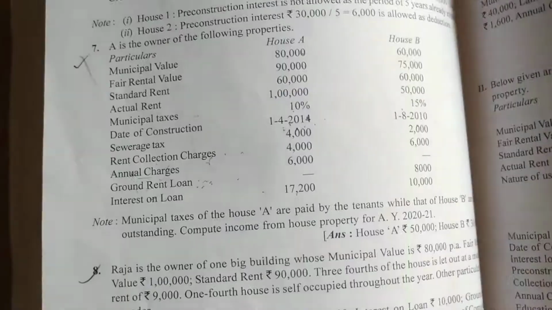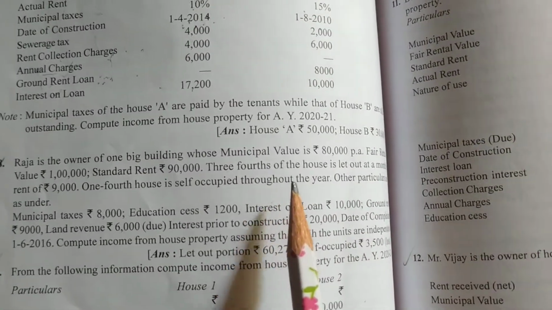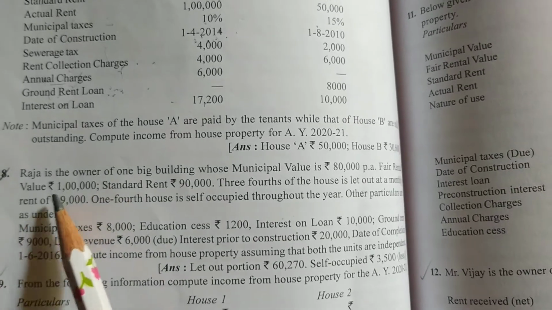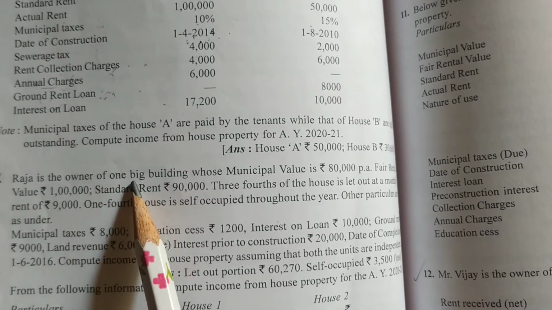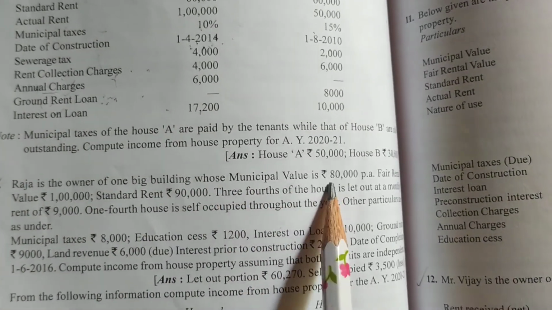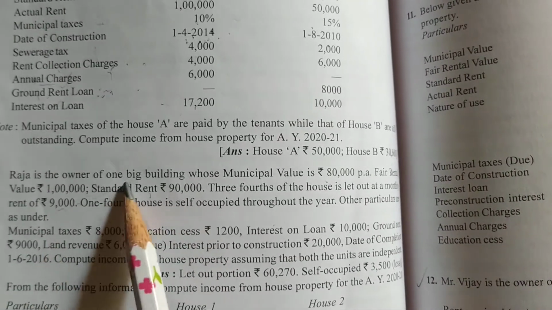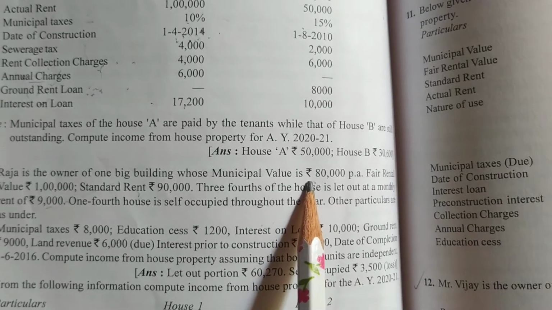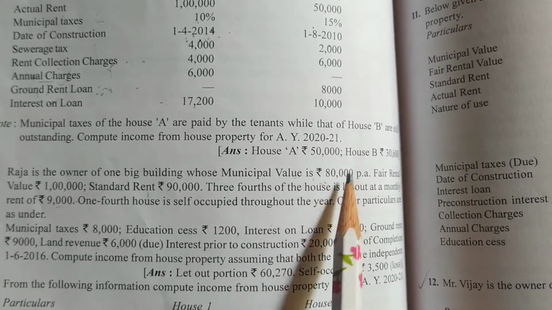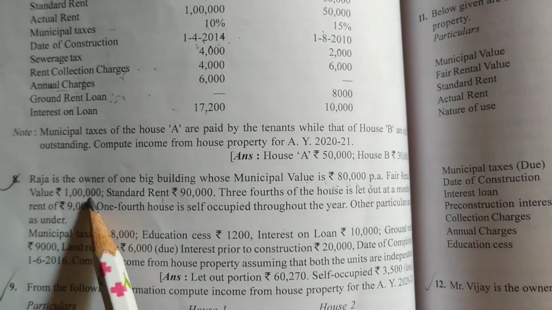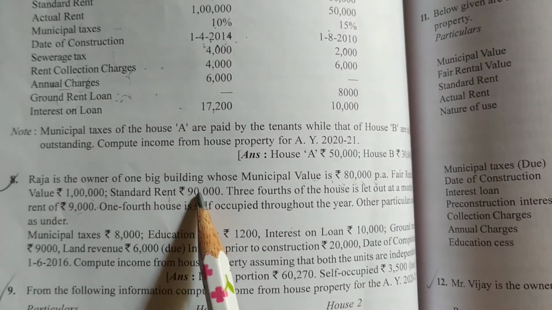So today's question is, the house is self-occupied and let out. Okay, so let us see the question. What he is saying: Raja is the owner of one big building whose municipal value is 80,000 per annum. So Raja is the owner of the house property. He is having a big building. Fair rental value is 1 lakh per annum. Standard rent is 90,000 per annum.